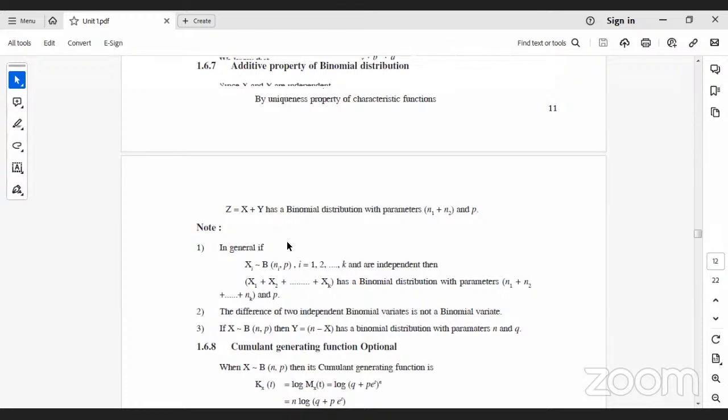The difference of two independent binomial variates is not a binomial variate.